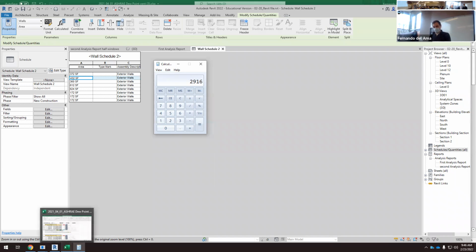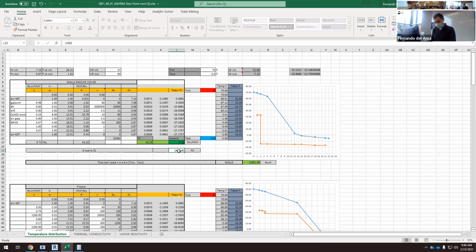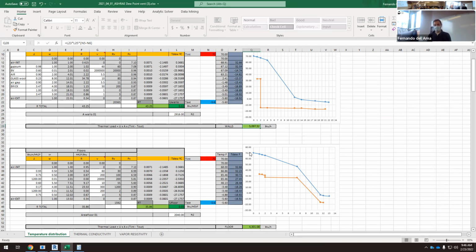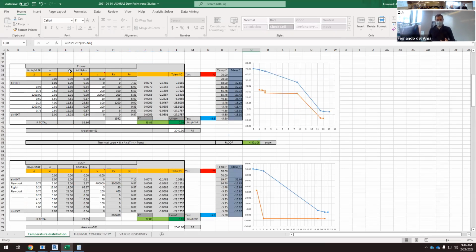2,916. So if I type here 2,916, I have the wall area, and that would be the maximum heating load that we have through the wall. Okay, so I have calculated the R value, and then I just need the total wall area, and I have this number. We can do the same thing with the roof, and we can do the same thing with the floor.